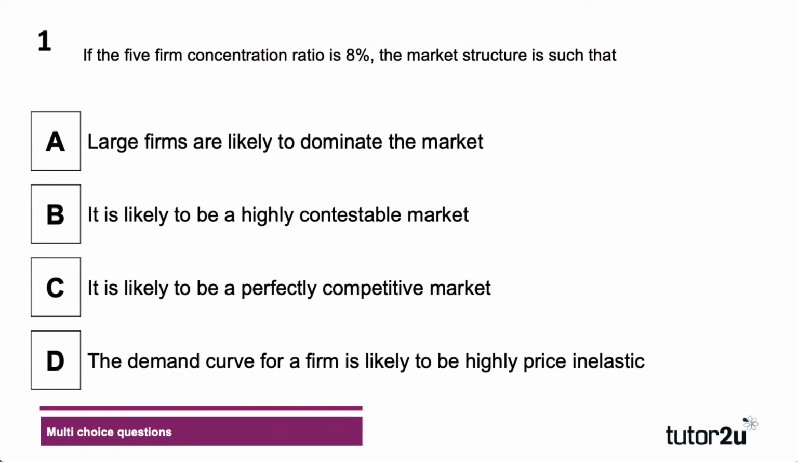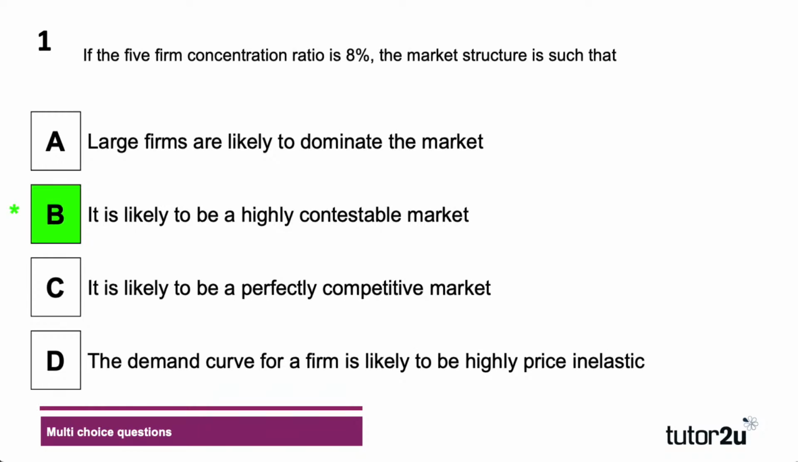Okay, we're going to start with 3 multiple choice questions. So let's get cracking straight away. Question 1: if the 5-firm concentration ratio is 8%, the market structure is such that... So this is testing you on theory of the firm, testing you on market structures, a 5-firm concentration ratio of 8%. We've got answers flooding in straight away from Ash and Kelsey and Will and Aaron. Well done indeed. So let's have a look.